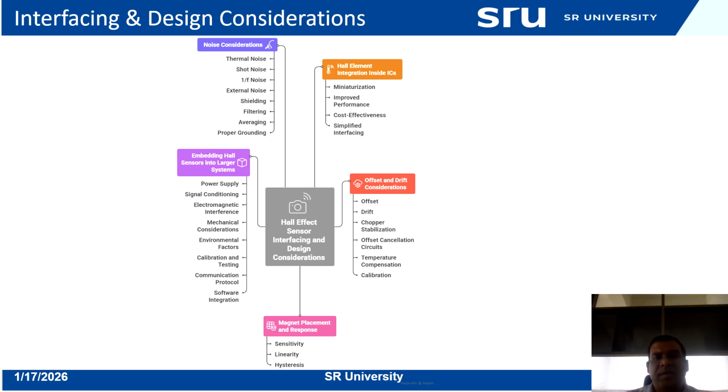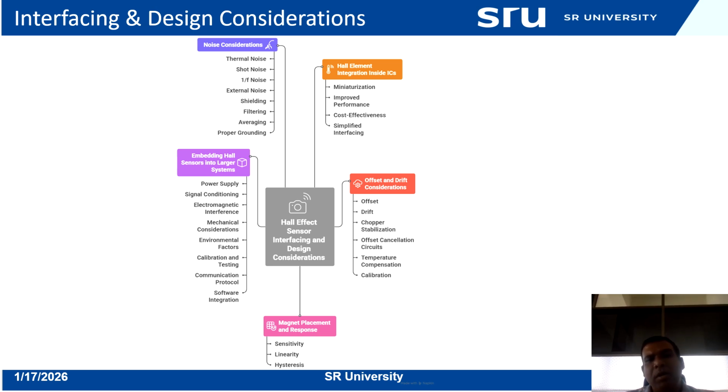Number three is hysteresis. Hysteresis can occur if the magnetic material exhibits hysteresis. This means that the sensor output will depend on the history of the magnetic field. So engineers must carefully consider the magnet's size, shape, and material when designing a Hall effect sensor system. Simulation can be used to predict the magnetic field distribution and optimize the magnet placement.